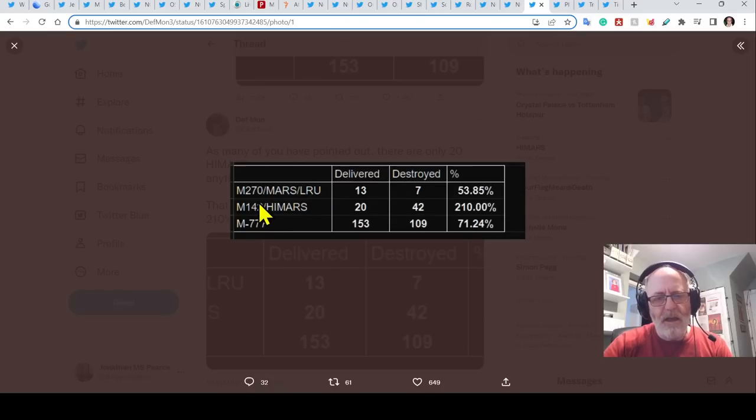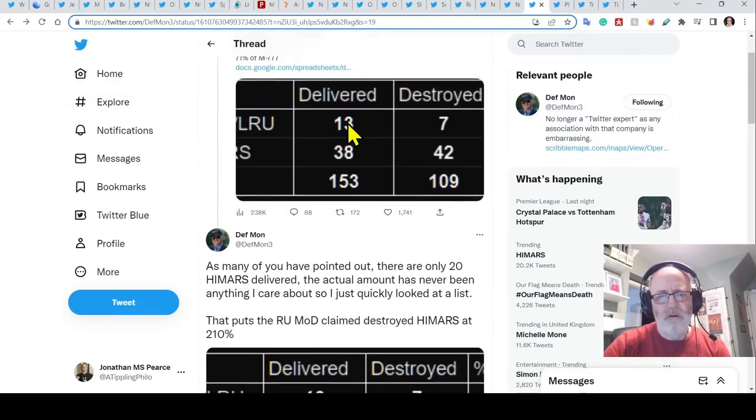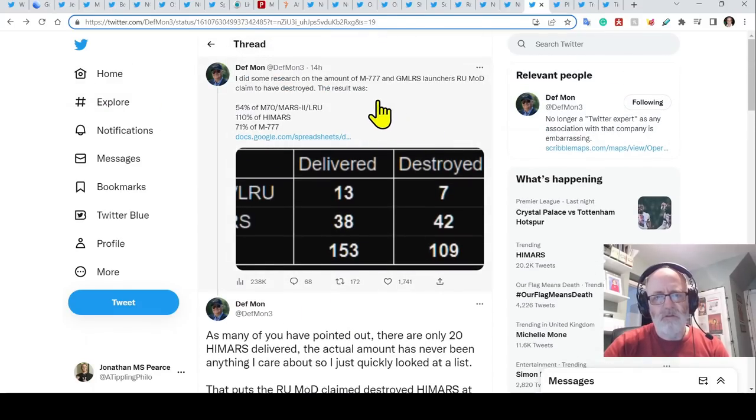But again, M270, the MARS or LRU, these are other guided GMLRS, other guided multiple launch rocket systems. 13 delivered, 7 destroyed. So apparently the Russians claim they destroyed 54% of them. M777 howitzers, 155 delivered, 109 destroyed, so 71% of them. I'd be really interested to see what the actual figure is there rather than the Russian claim figure. I guess I can look at Oryx to see what the visual confirmation is.